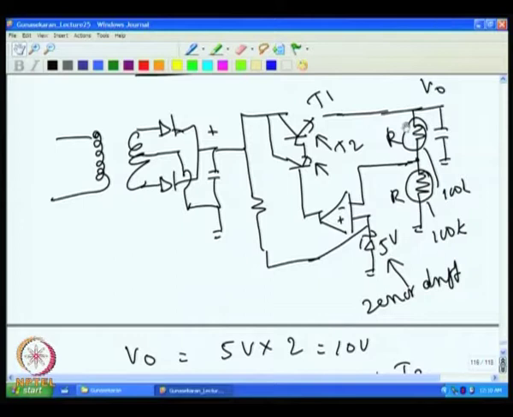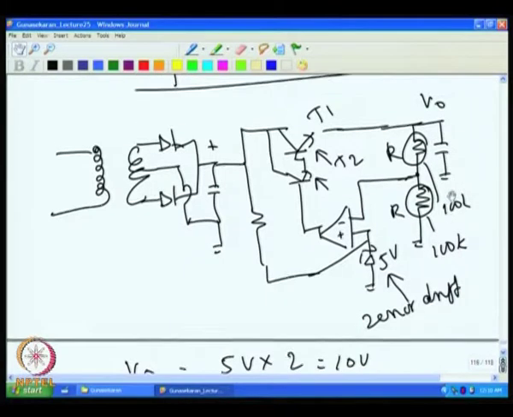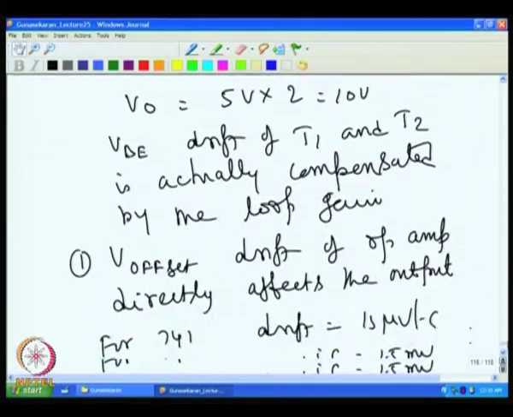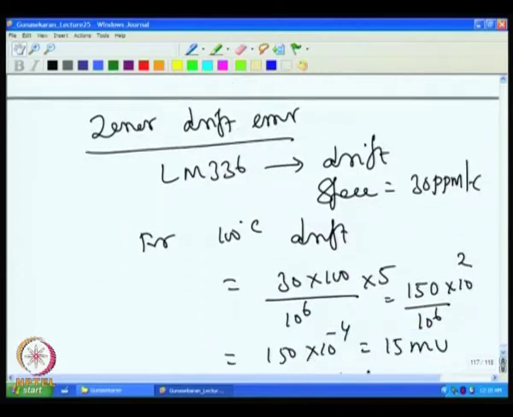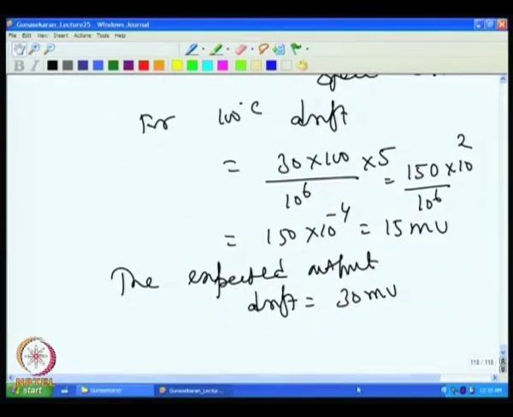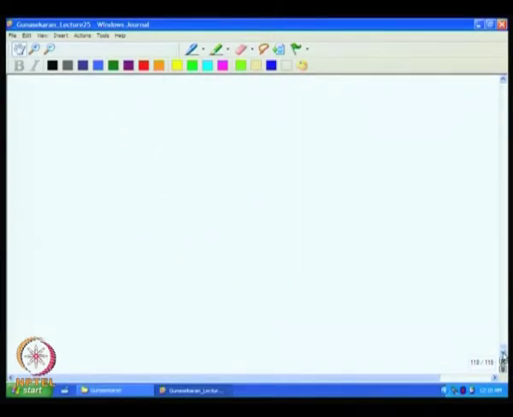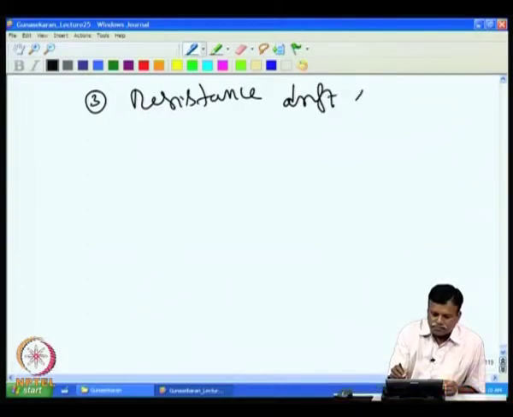So, to keep this resistance lower, instead of 100 k, keep this resistance lower, then you will have less drift due to bias current. Similarly, we have the other error, bias current drift. So, we have the third one, resistance drift error, and then the fourth one is bias current drift error.